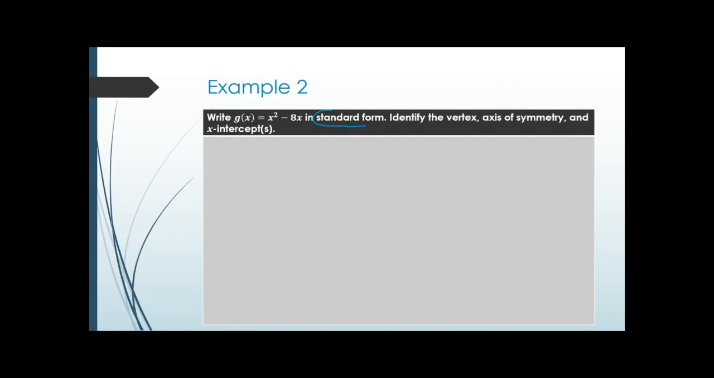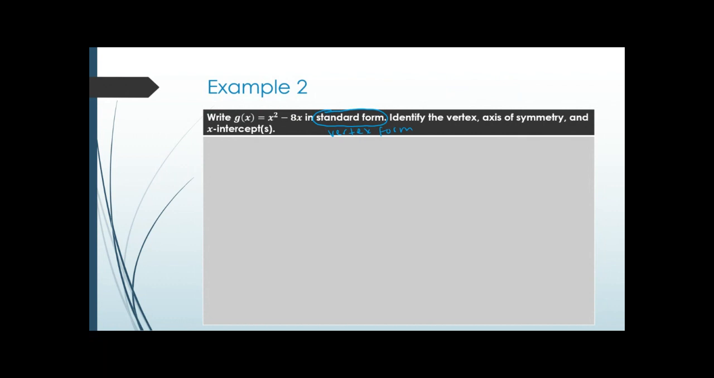So the book says to put this in standard form, which they mean vertex form. That's what they mean when they say that, because it's already multiplied out, so the only other possibility is vertex. This is why I don't like the book that it uses the same word for both of them, because it's confusing. So we're going to put this in vertex form, and then we're going to identify the vertex, the axis of symmetry, and the x-intercepts. And then I'm also going to put this on a graph so you can verify.